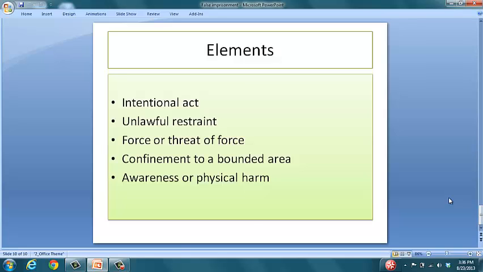In summary, false imprisonment is the intentional, unlawful restraint through force or threat of force that confines someone to a bounded area, and the person is either aware of the confinement or is harmed by it. I hope this video has helped you learn and think about the tort of false imprisonment as you read and discuss the cases.